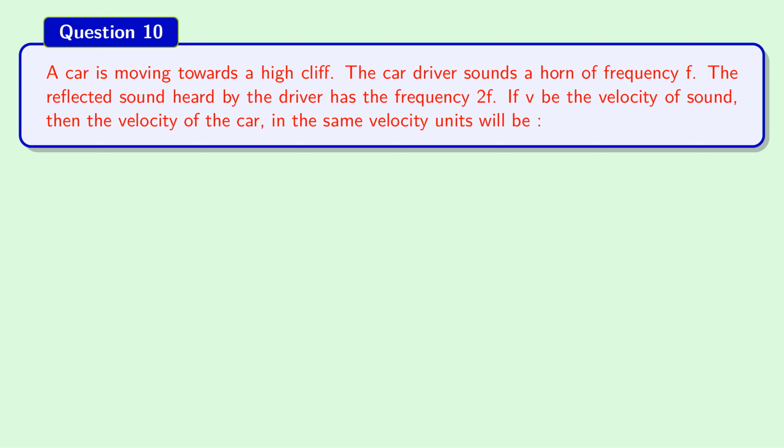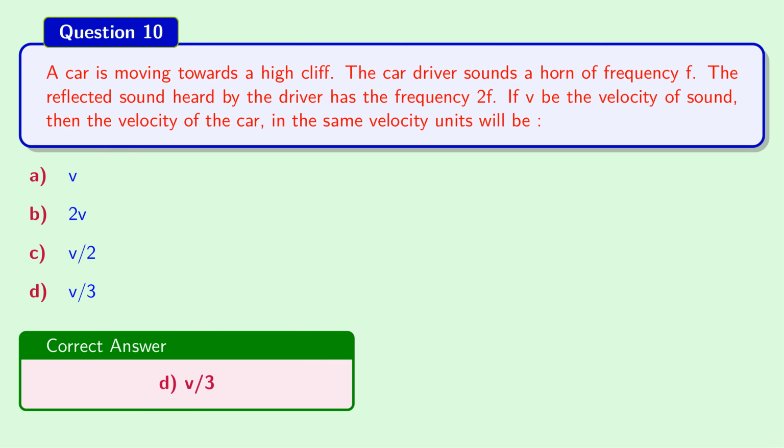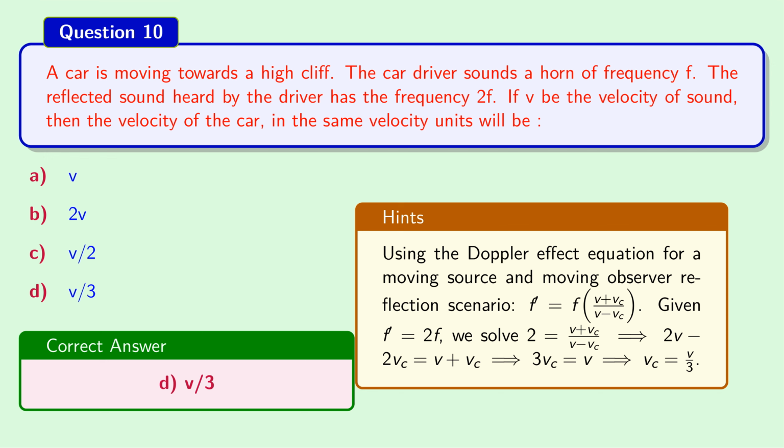Question 10. A car is moving towards a high cliff. The car driver sounds a horn of frequency f. If the reflected sound heard by the driver has the frequency 2f, and v is the velocity of sound, then the velocity of the car in the same velocity units will be. Look at the options on the screen: A. v, B. 2v, C. v over 2, D. v over 3. Correct answer is option D, v over 3. Quick tip for this question.